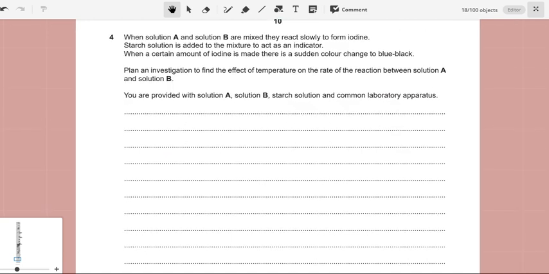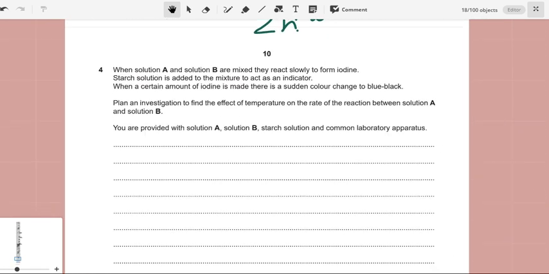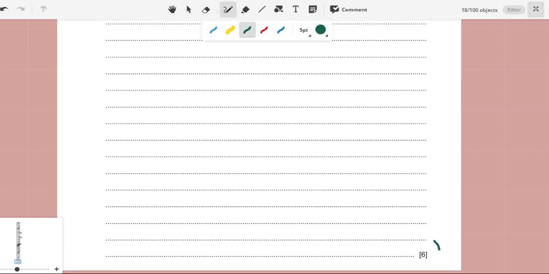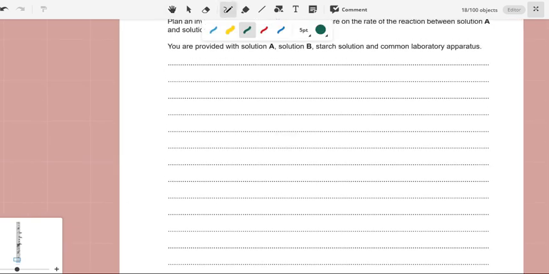Now here is question number 4. I think that's the last question. When solution A and solution B are mixed, they react slowly to form iodine. Starch solution is added to the mixture to act as an indicator. When a certain amount of iodine is made, there is a sudden color change to blue-black. Plan an investigation to find the effect of temperature on the rate of the reaction between solution A and solution B. You are provided with solution A, solution B, starch solution, and common laboratory apparatus. This is a 6 marks question, so you need to write at least 6 points in the answer.